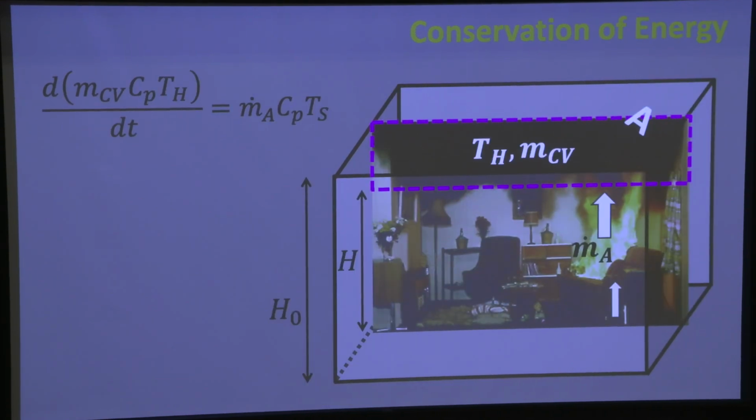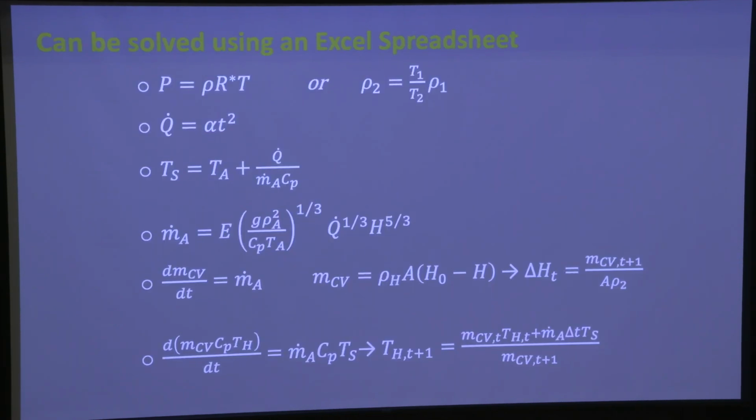Conservation of energy is going to be the same, but this time it is M, the mass of the control volume, times Cp, times the temperature of the hot layer. Change in time is the input, which is the amount of heat that is being brought in, the enthalpy that is being brought in by the smoke that is coming in from the bottom. Okay? So now I have all my equations, and I can put them very nicely in a list.